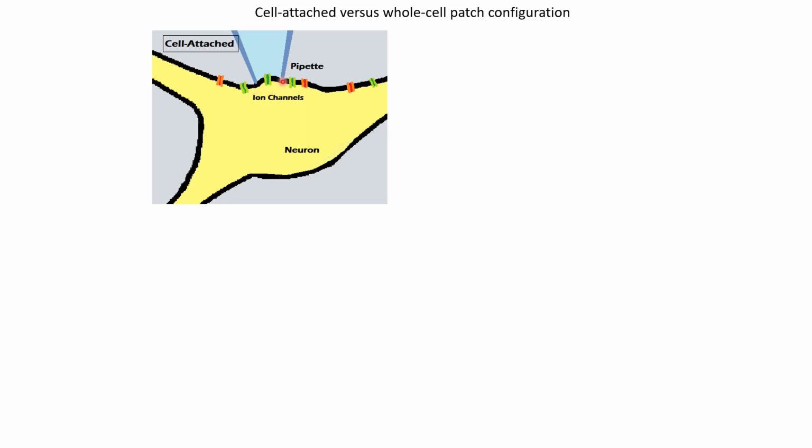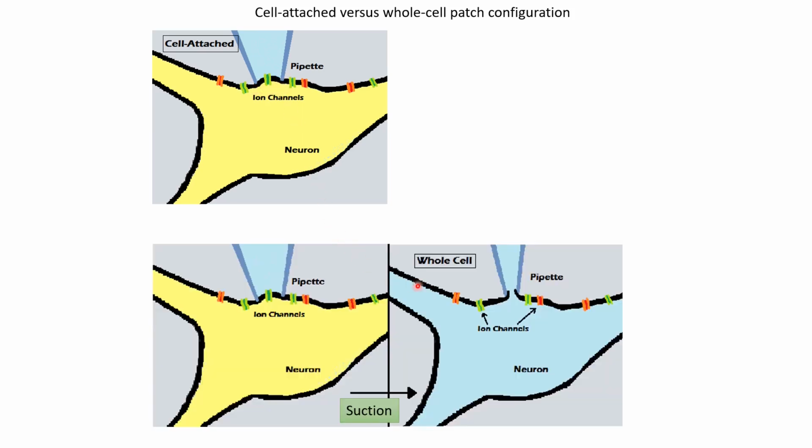A slightly different configuration is known as the whole cell configuration, in which a stronger suction is applied once you have this seal over the membrane. The result of that strong suction is that the membrane can break at this point, and you get a hole here, so that the inside of the neuron, the cytoplasm, becomes continuous with the inside of the pipette. That allows us to measure the membrane voltage, because whatever change happens in the voltage of the neuron can be detected by the pipette.